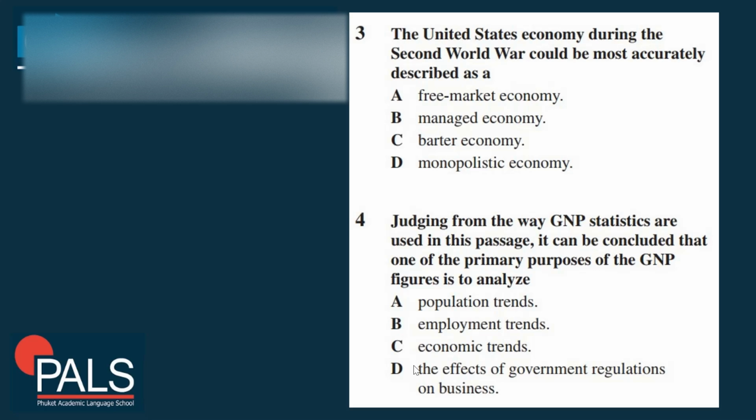Question number 4. Judging from the way GNP statistics are used in this passage, it can be concluded that one of the primary purposes of the GNP figures is to analyze which? A, population trends. B, employment trends. C, economic trends. Or D, the effects of government regulations on business. Go ahead, pause the video. Think about which one of these you think is the most suitable answer.